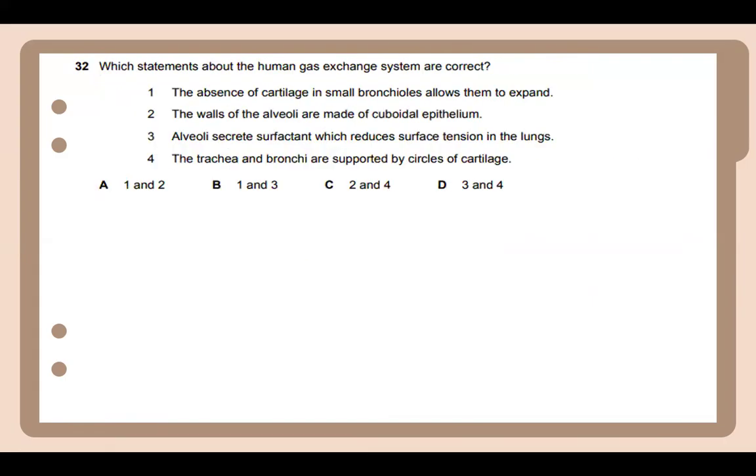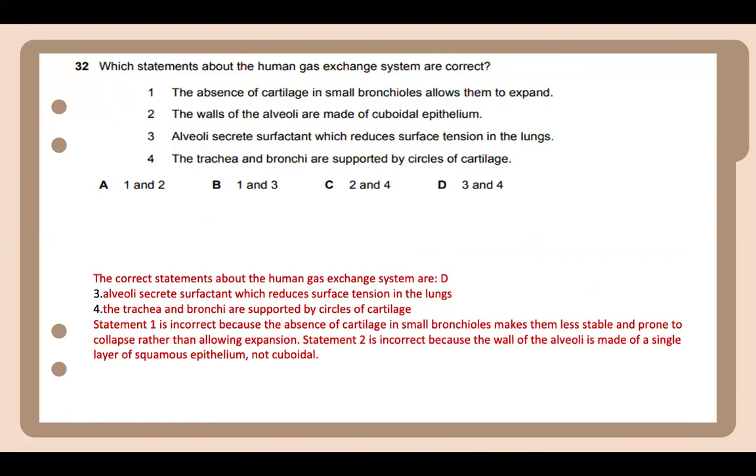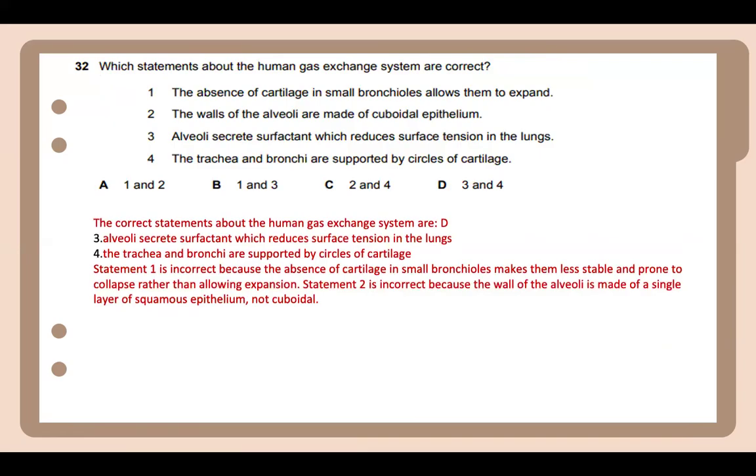Which statements about the human gas exchange systems are correct? The answer will be statement 3 and statement 4. Alveoli secrete surfactant, which reduces surface tension in the lung. The trachea and bronchi are supported by rings of cartilage.